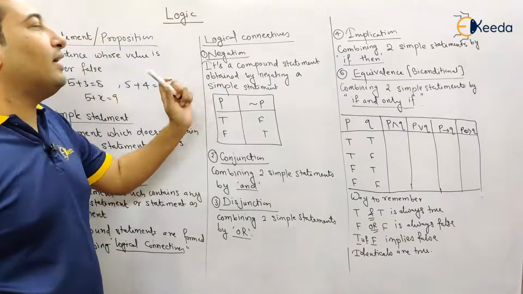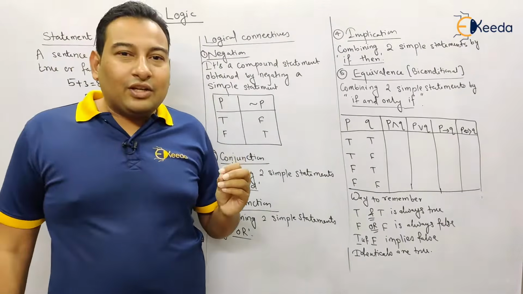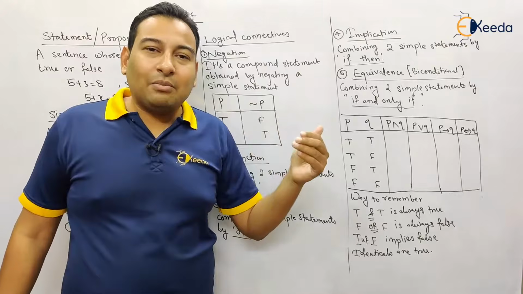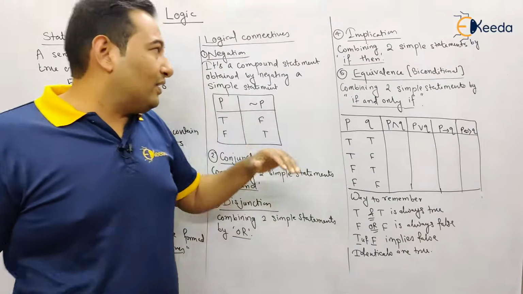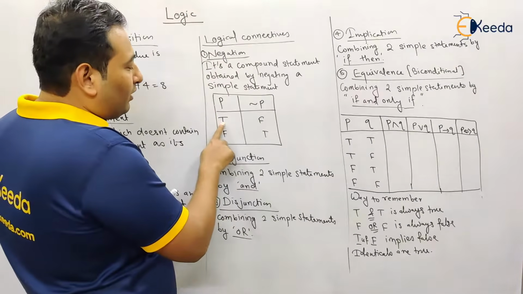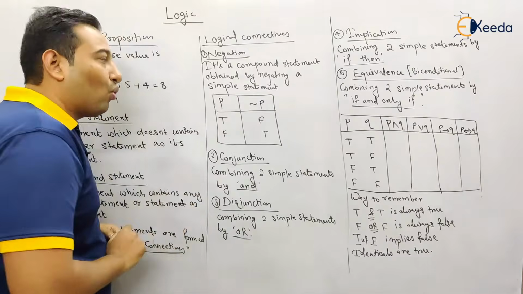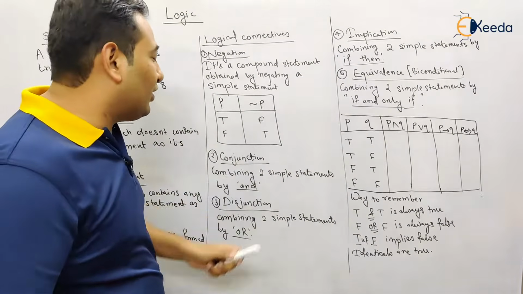The first logical connective is negation. So what do you mean by negation? It will negate the statement. That's it. My name is Farhan, my name is not Farhan. So that is what negation is. Its truth table is: if this statement value is true, it will make it false. If the statement value is false, it will make it true. So this is your negation.